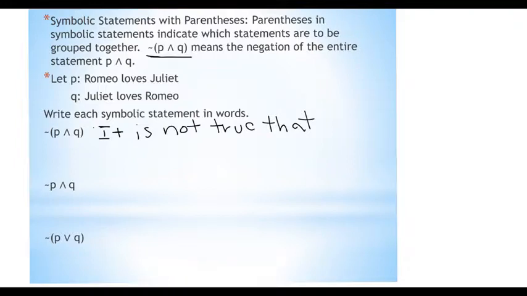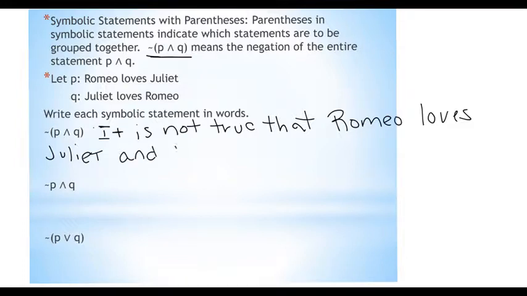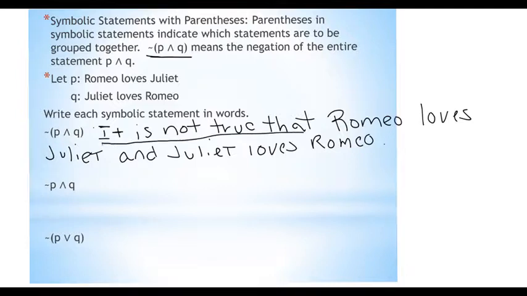So it would be here in our case, P is Romeo loves Juliet. And, because that's our and symbol, Juliet loves Romeo. So again, if the negation is on the outside of the parentheses, you start off with, it is not true that, and then you just put the statement that's in the parentheses.